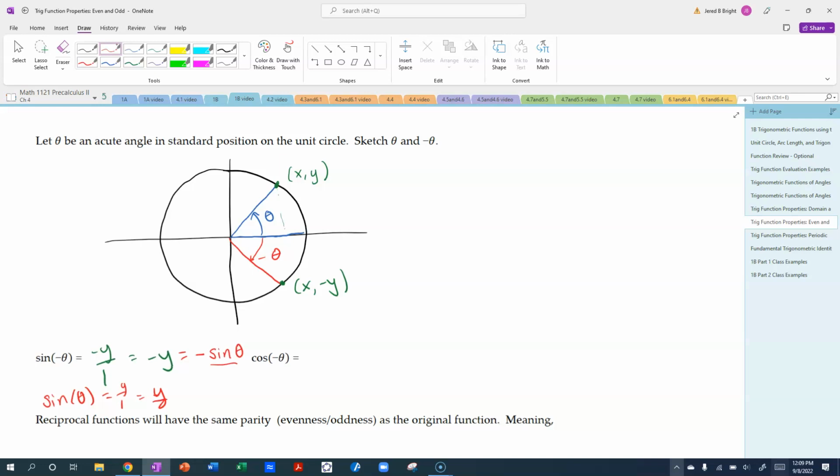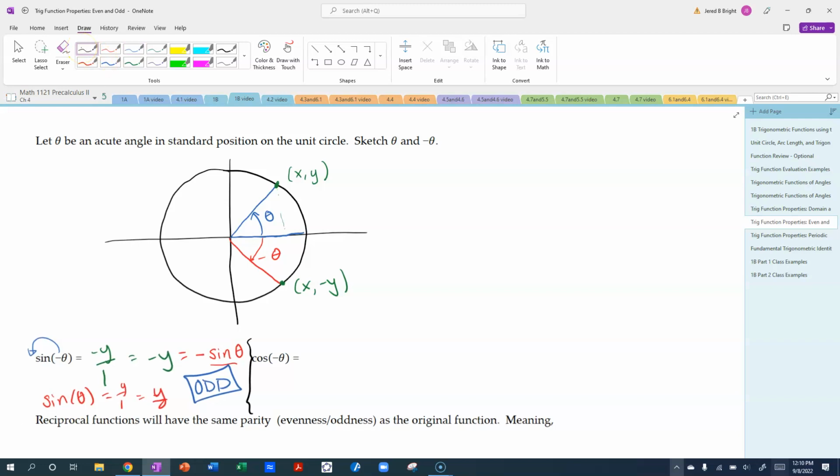Okay, so because I have this happening, I have the minus on the theta, and the minus comes out in front, effectively. This would mean that sine is an odd function. Okay, so sine is odd. Let's see what happens to cosine.